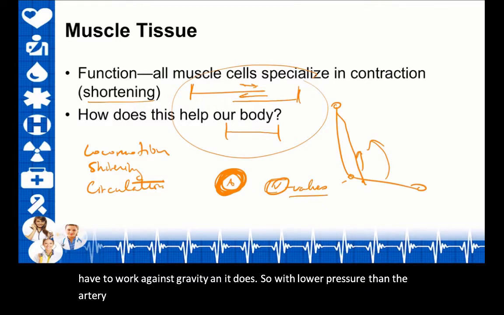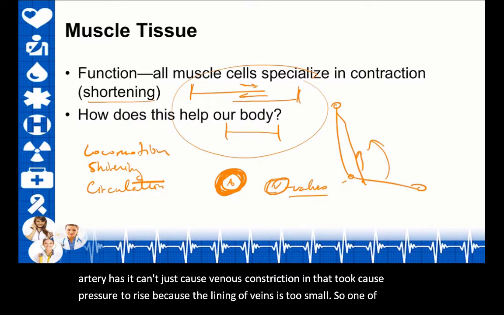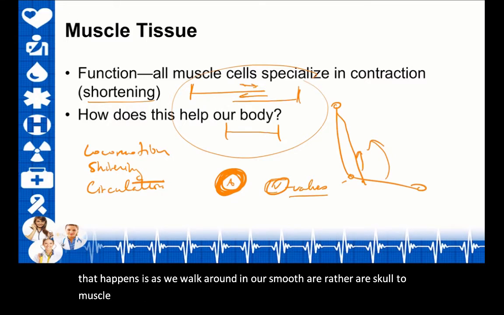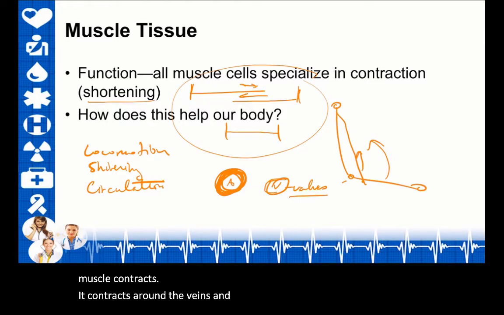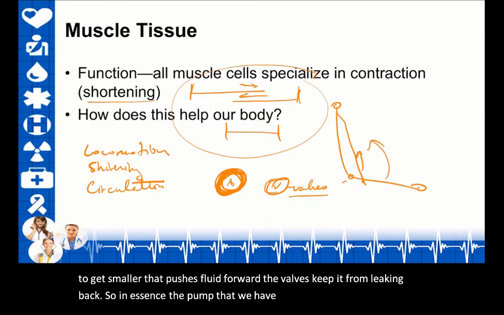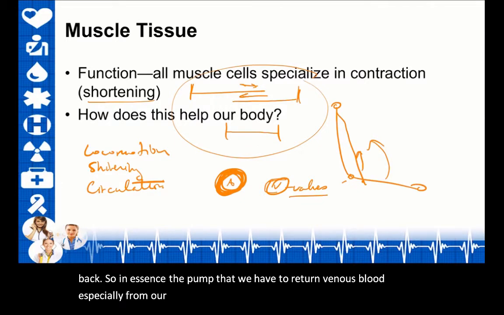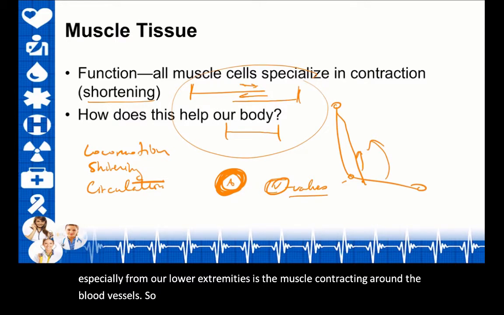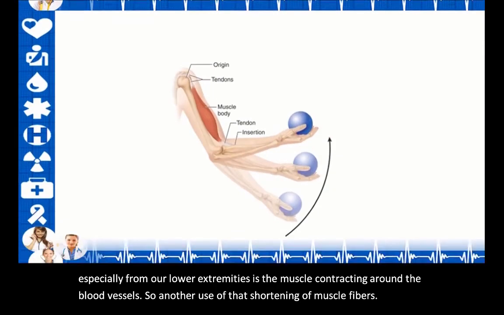It can't just cause venous constriction to cause pressure to rise because the lining of veins is too small. So one of the things that happens is as we walk around and our skeletal muscle contracts, it contracts around the veins. And when it squeezes, it causes the vein size to get smaller. That pushes fluid forward, and the valves keep it from leaking back. So in essence, the pump that we have to return venous blood, especially from our lower extremities, is the muscle contracting around the blood vessels. So another use of that shortening of muscle fibers.